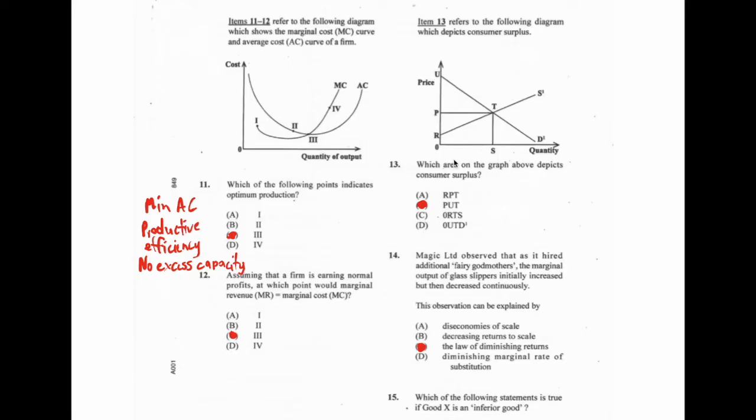13 says, which area on the graph depicts consumer surplus? Answer is B. This is essentially the market price right here. This is the reservation price, that is the highest price the consumer is willing and able to pay. And this is the market equilibrium. So this entire area represents the additional benefit to consumers due to the fact that they are able to pay less than they are willing to pay at maximum.